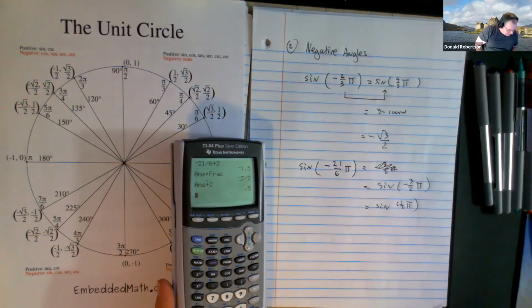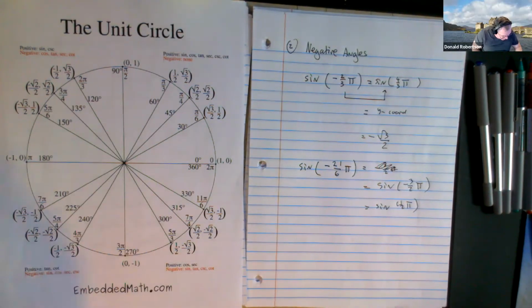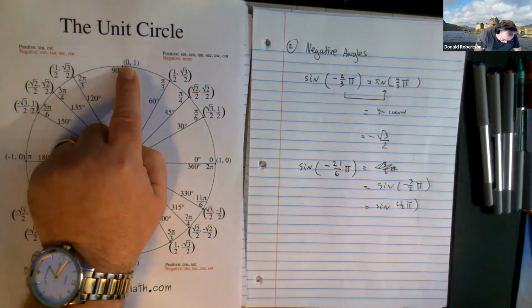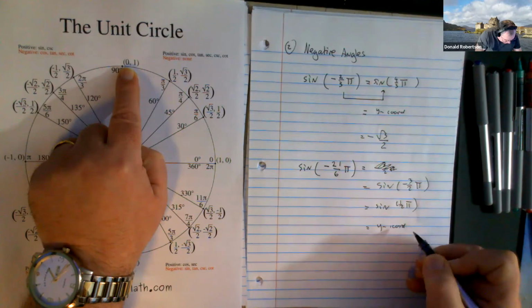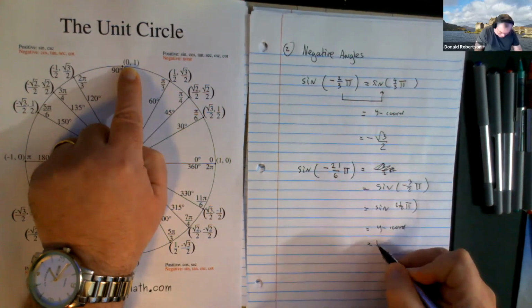So far, so good. Now, if we go to a half pi, it's up here, and we're still looking for a sine, so that's going to be a y coordinate. And the y coordinate of this is 1.